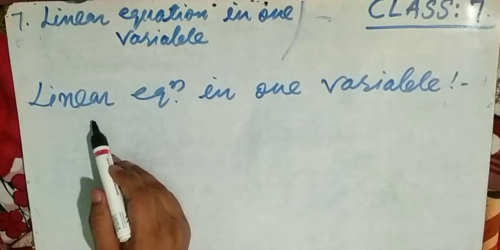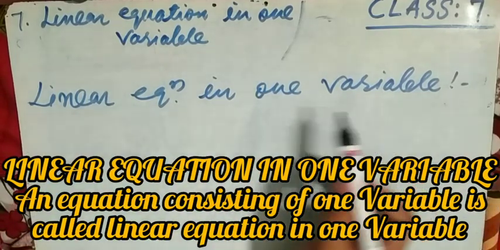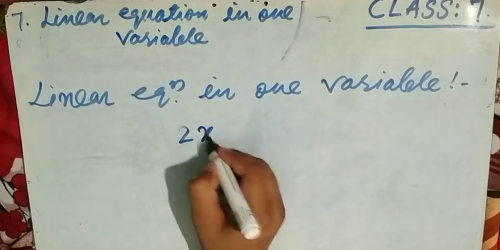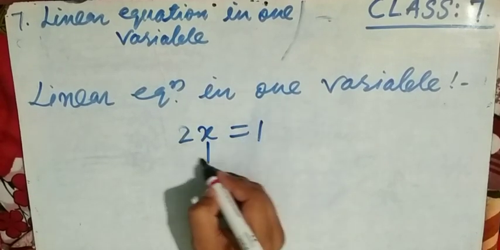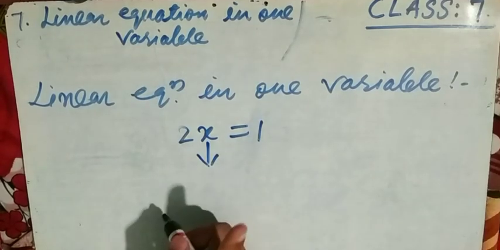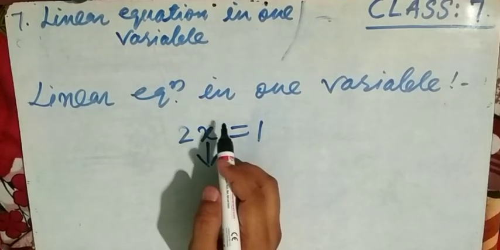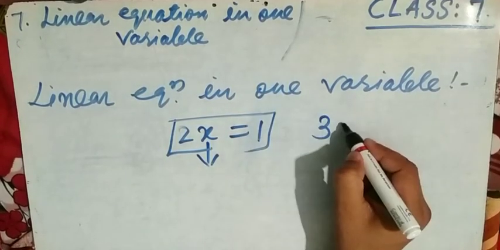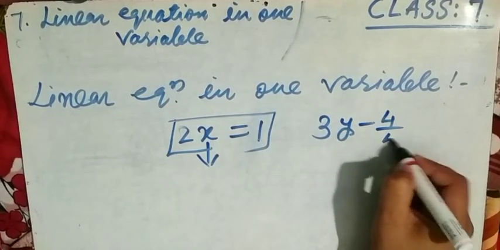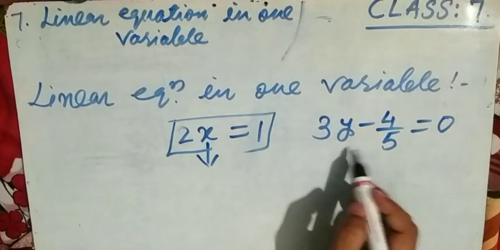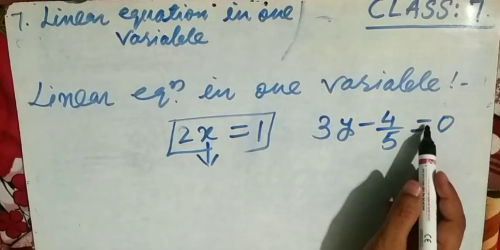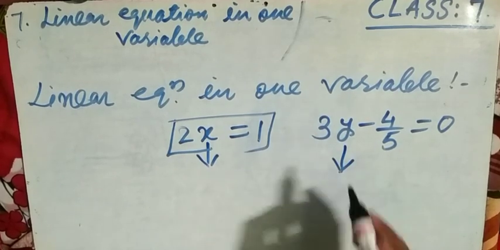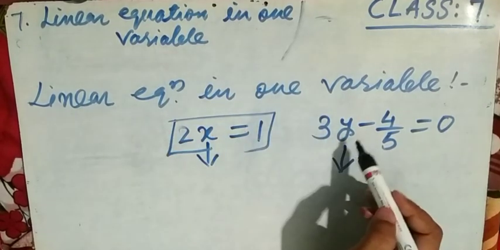It means an equation consisting of one variable, one unknown quantity. For example, suppose 2x is equal to 1. Here x is one variable, so this is why it's called a linear equation in one variable. Another example, 3y/4 minus 4/5 is equal to 0. Here y is the variable, and this is only one variable, so this is why it is called a linear equation in one variable.